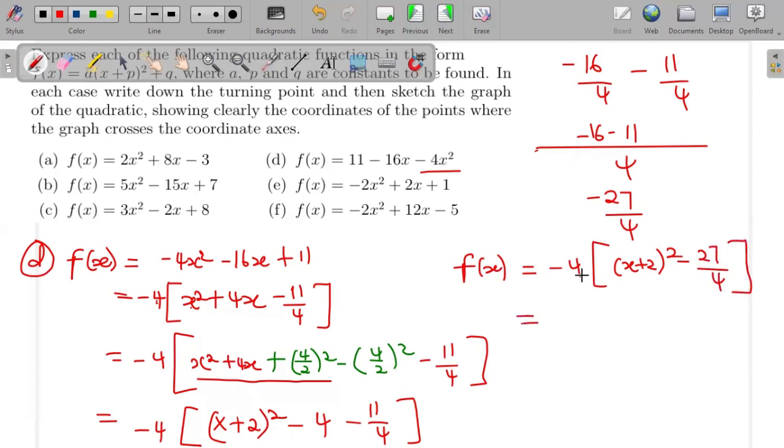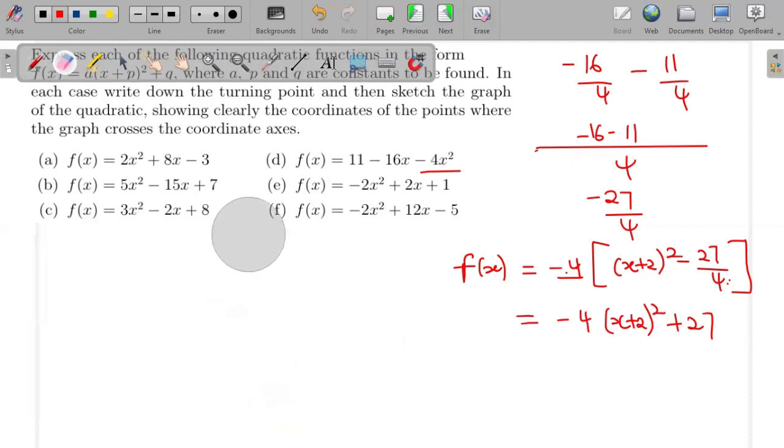Then from here, we can distribute this minus 4. So minus 4 multiplied by this, I get minus 4 x plus 2 squared, and then minus 4 multiplied by minus 27 over 4. The minus and the minus will cancel, and the 4 will cancel. So I'll just remain with plus 27. Okay, so that's the completed square form for this quadratic.